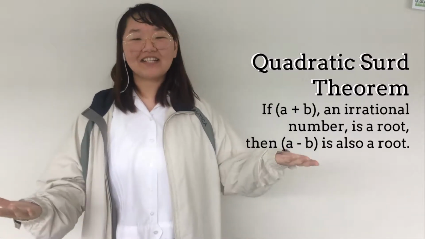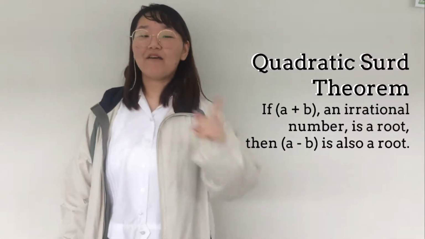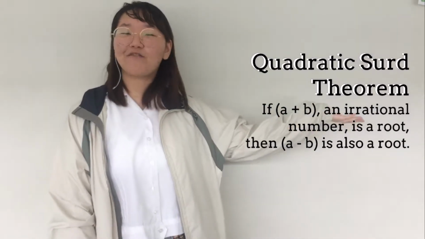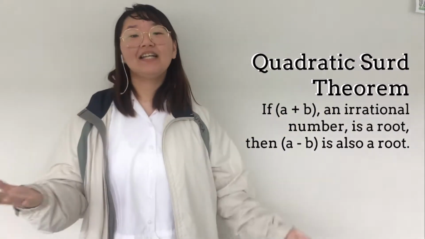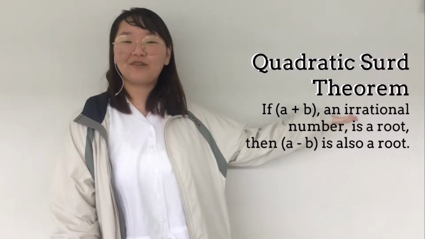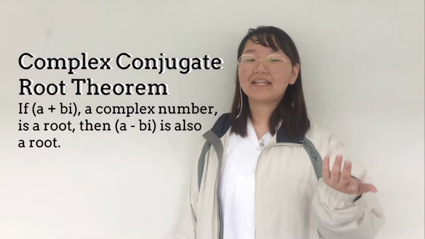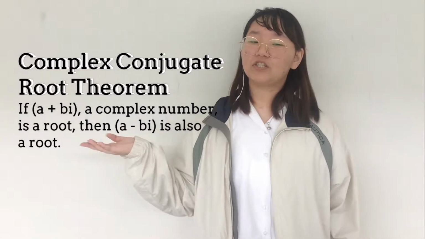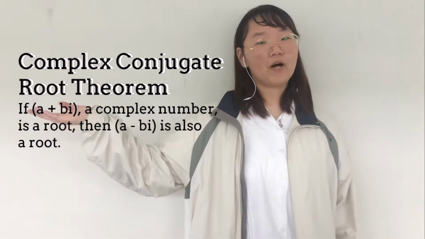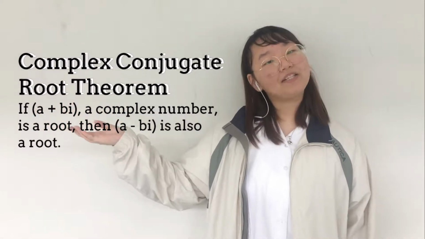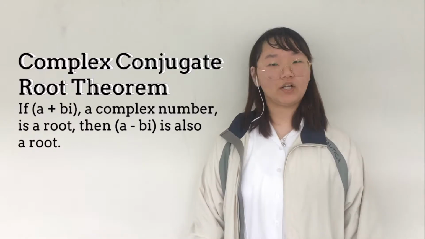Now we have the quadratic surd theorem. Basically, every irrational number comes in pairs. So, if a plus b, with a rational and b irrational, is a quadratic surd root of a polynomial, then a minus b is also a root of the polynomial equation. As for the complex conjugate root theorem, it states that complex numbers come in pairs as conjugates. In essence, if the complex number a plus bi is a root of a polynomial equation, then a minus bi is also a root of the same polynomial equation.